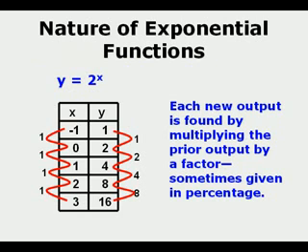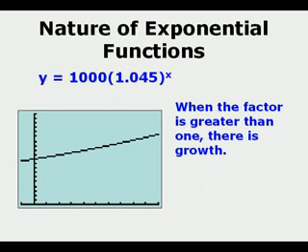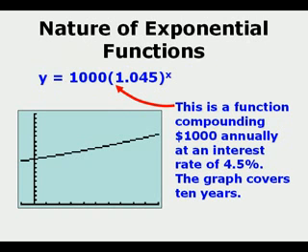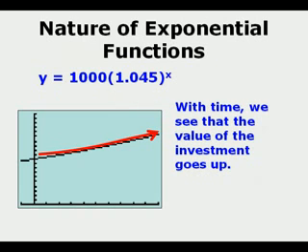And here we have the function y equals 1000 times 1.045 to the power of x. And when the factor is greater than 1, there is growth. And over a short enough span, like in this function we see here, an exponential function can appear to be linear. This particular function is compounding $1,000 annually at an interest rate of 4.5%. This graph covers 10 years. And with time, we see the value of the investment goes up, hence it's a growth function.